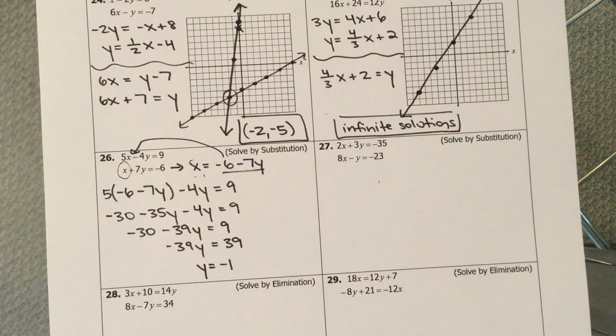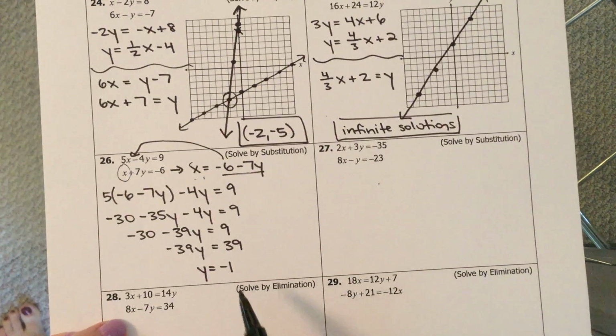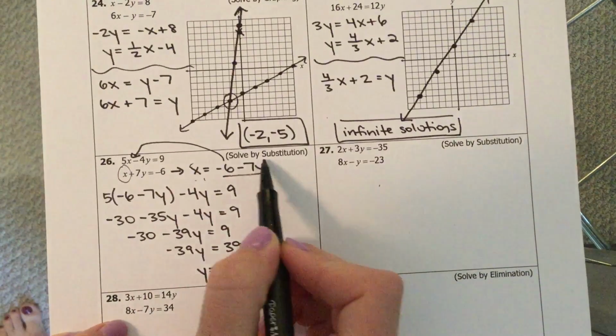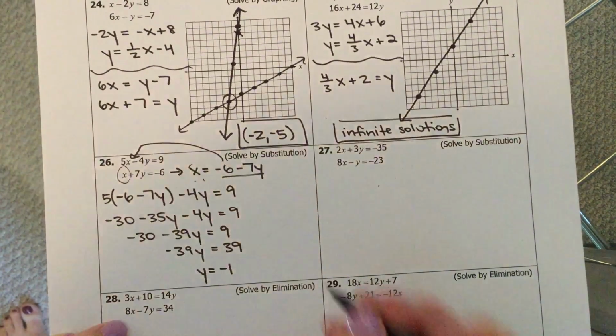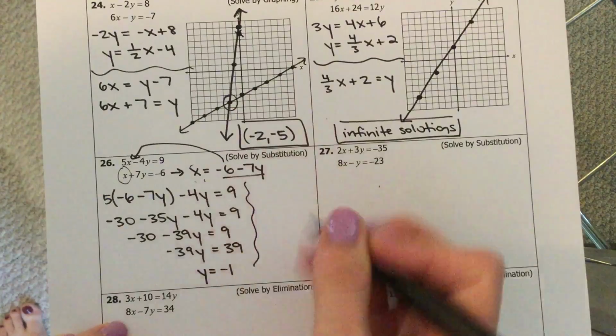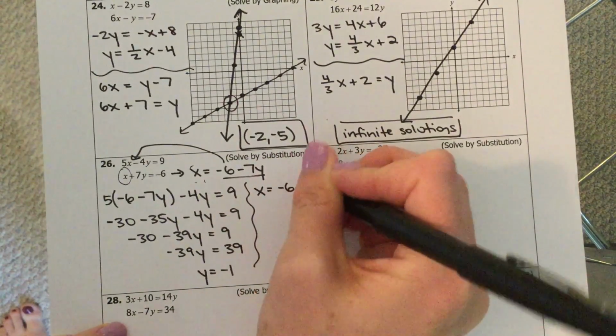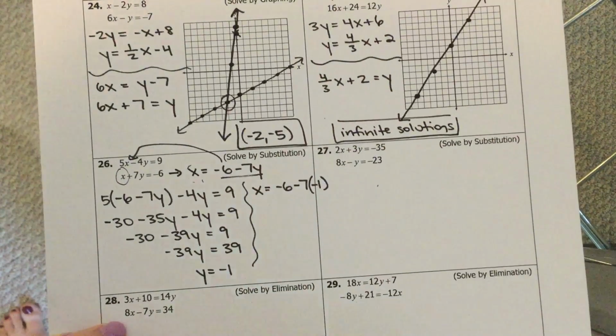That's my y value. Once you have that, it's pretty quick to find the other one. Because your step 4 is you substitute your answer from step 3 into either one of the equations. I would sub it in here since x is already by itself. Right? So we've got x equals negative 6 minus 7y. So you sub that in.